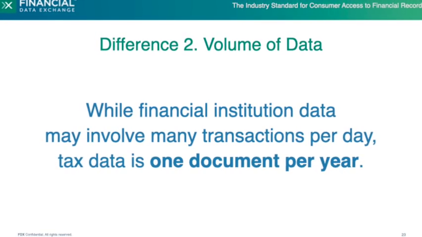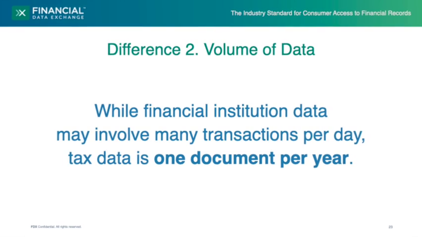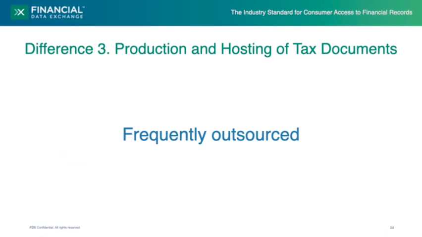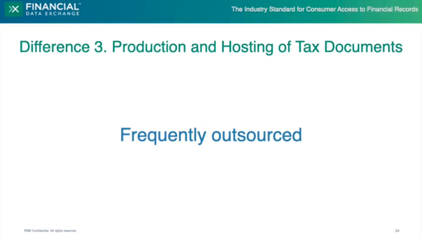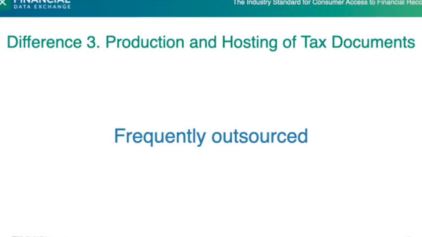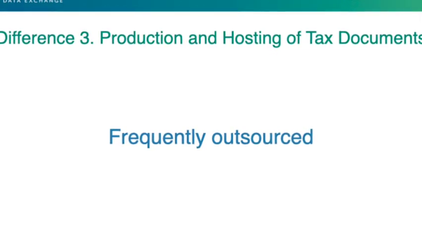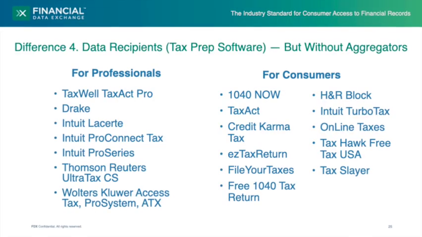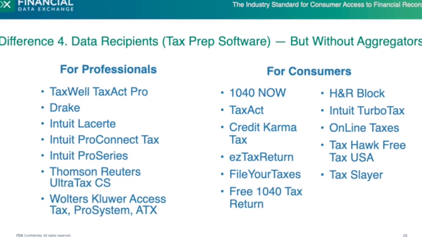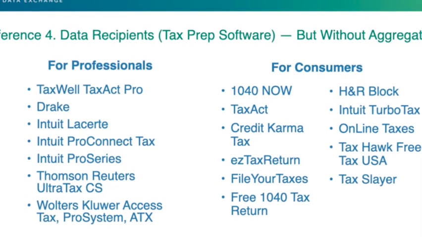Tax is about conveying the data for one tax document per year from the issuer to the tax software used by the recipient. Another significant factor is the fact that the production of tax documents and hosting of tax document data is frequently outsourced. The taxpayer does not have a direct relationship with the company producing their tax documents. The next difference is that there are relatively few data recipients, that is, tax software companies. But data aggregation is currently not available in the tax space.